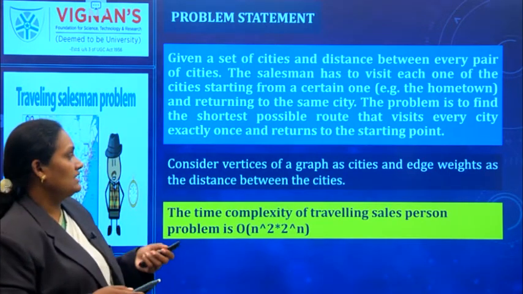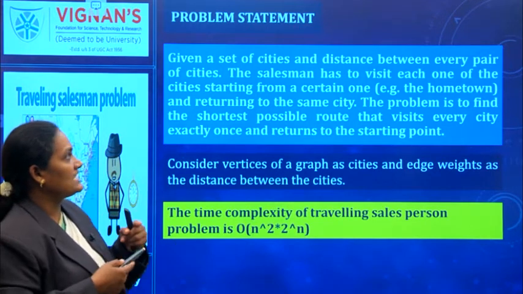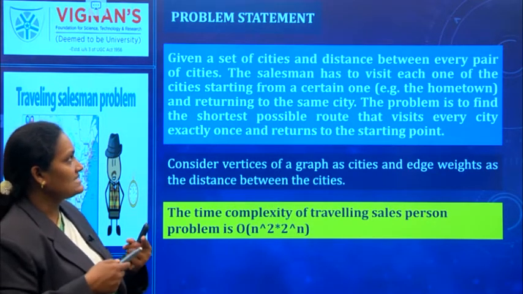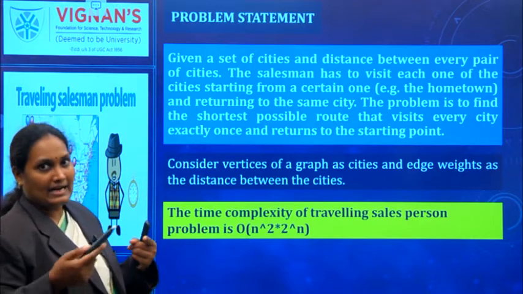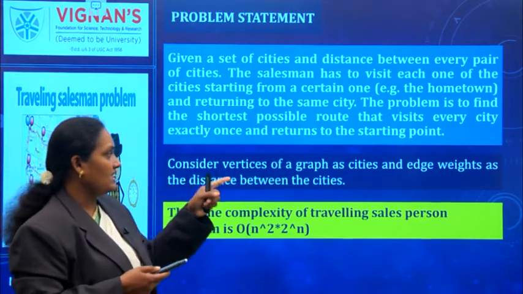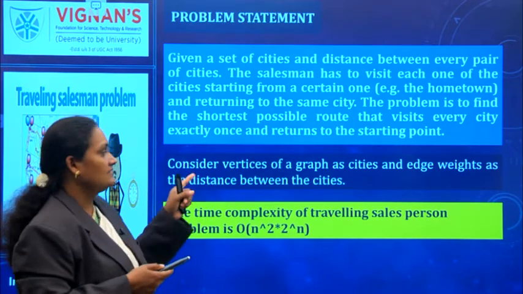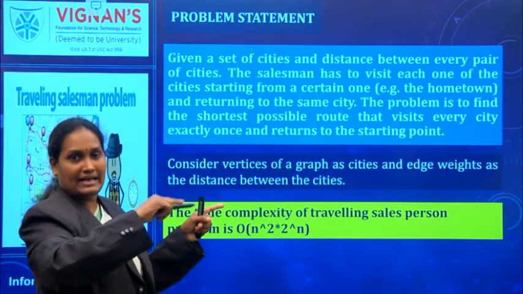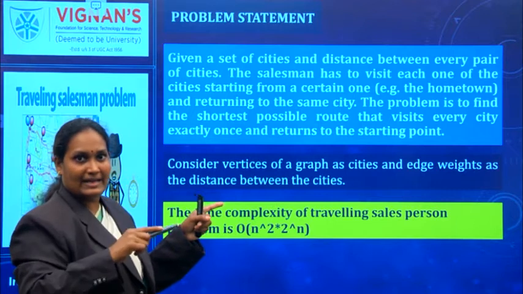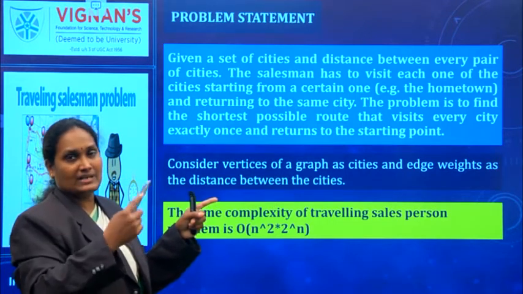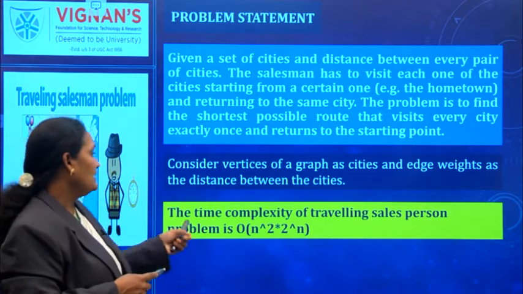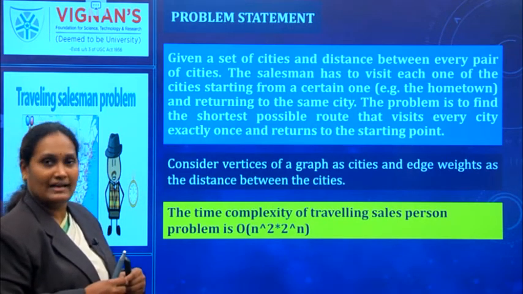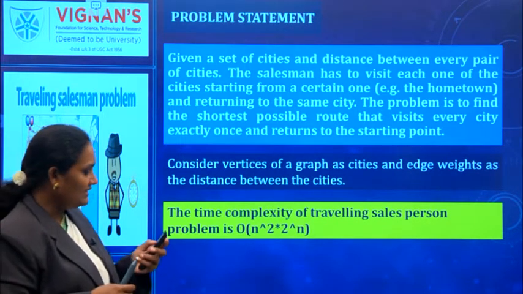We explained the problem statement in terms of cities and distances between cities. Now we are going to represent those cities and distances as a graph-like structure. Consider the vertices of a graph as cities and the edge weights as the distance between the cities. The value assigned to an edge is the distance of traveling from one city to another. The time complexity of the traveling salesperson problem is big O of n squared times 2 power n.